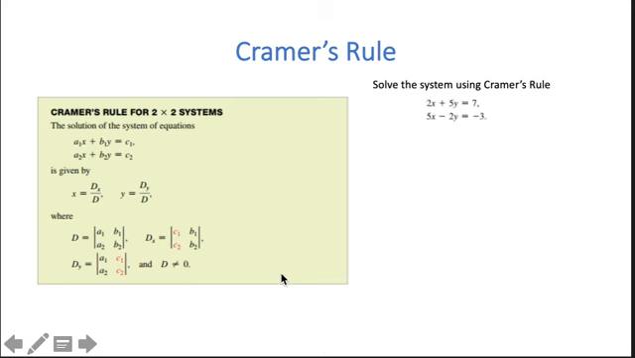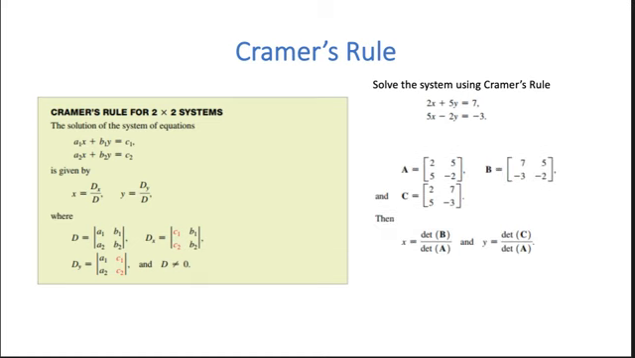So if we're going to solve a system like 2x plus 5y equals 7 and 5x minus 2y equals negative 3, we're going to have three matrices, A, B, and C. Matrix A is 2, 5, 5, negative 2. Matrix B is going to be 7, 5, negative 3, negative 2. Remember that you're going to take the constants and put them where the x terms were to find matrix B.